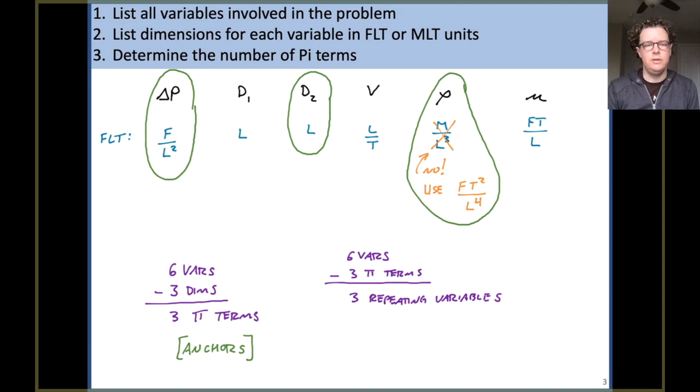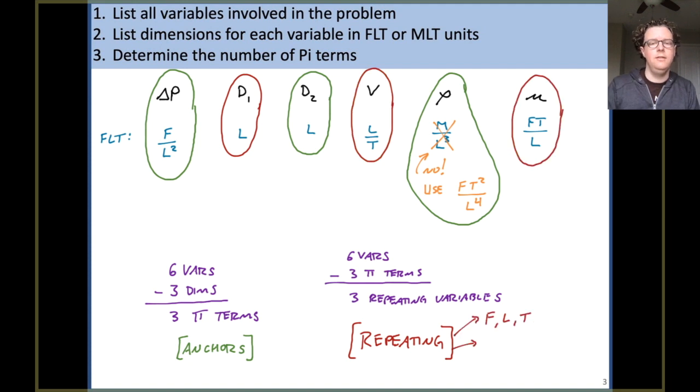Why did I make these choices? I picked delta p because it is the left-hand side, so it's always going to be an anchoring variable. I picked density because it has complicated looking units, and I like to save the simpler units for my repeating variables. And I picked diameter 2 because only diameter 1 or 2 should be used as a repeating variable. That criteria of do my repeating variables look different from one another prevents me from picking both, so I arbitrarily picked diameter 2. You could have just as easily picked diameter 1.